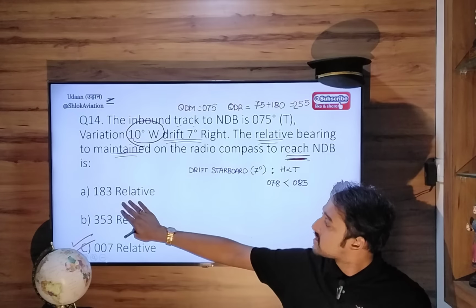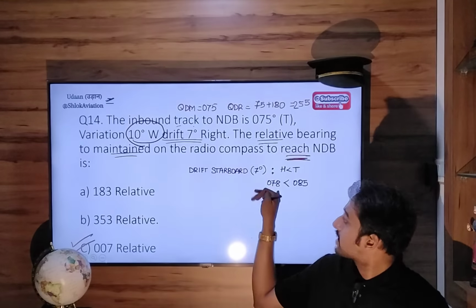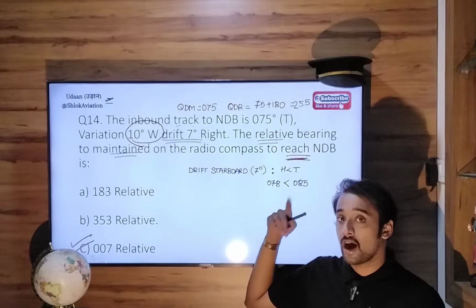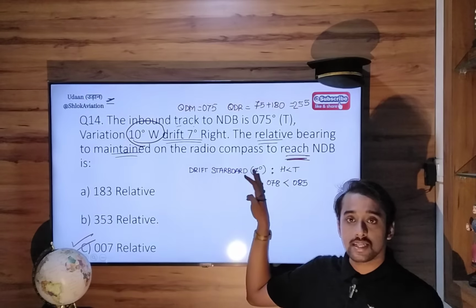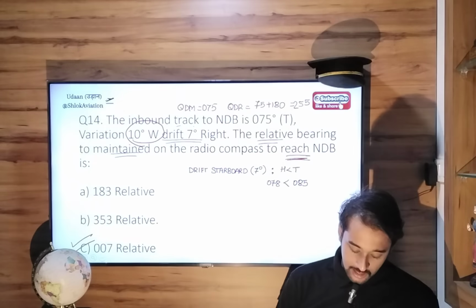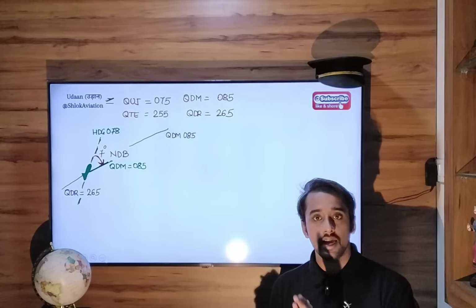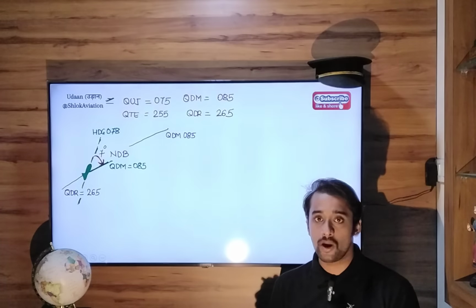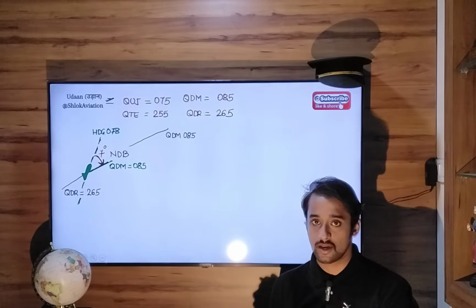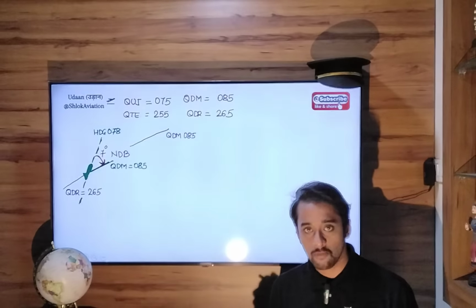Heading was 078, which is less than 085. How? It's starboard drift; heading is less than track. Okay, then plot heading. Now relative bearing, you know, is the angular difference between your heading and track. Now it depends. If you're going towards the station, it is inbound track. If you go away from the station, it is outbound track.